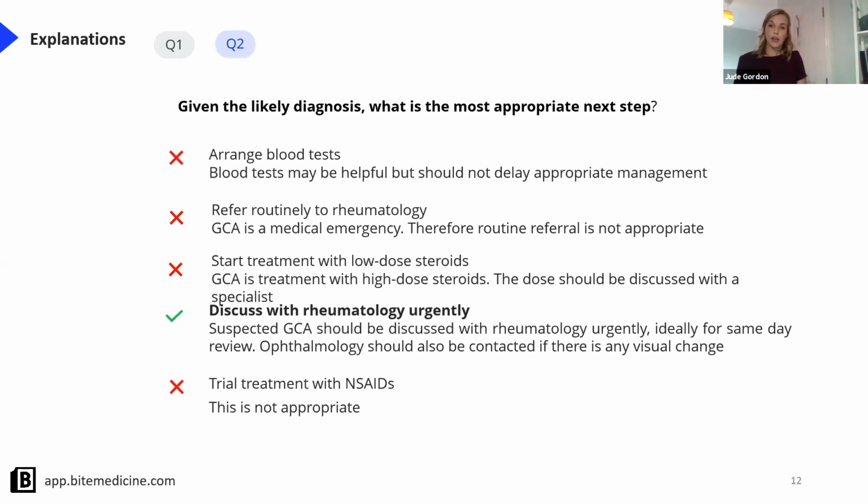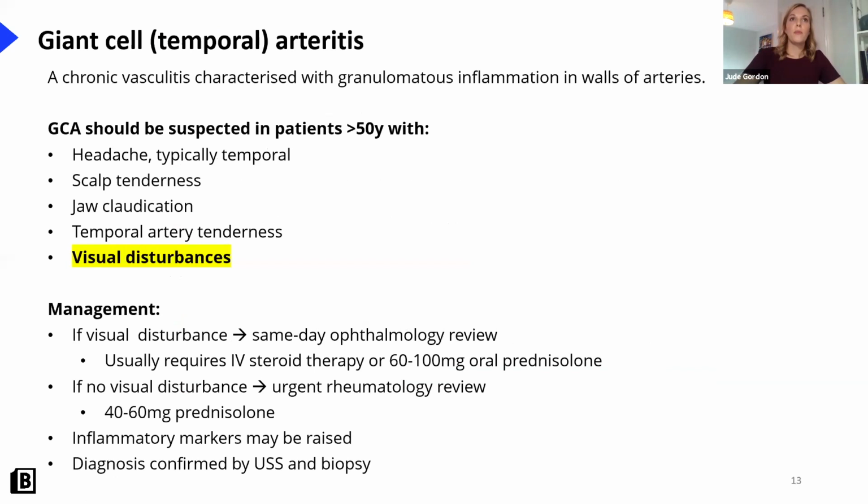And unlike the previous case, you've not got the time to more definitively get the diagnosis with tests. It needs to be referred straight away. A little bit more about giant cell arteritis, because there was a bit of a split voting on that one. It's a chronic vasculitis, characterized by granulomatous inflammation in the walls of medium and large arteries. In this context, we're talking about cranial giant cell arteritis, or temporal arteritis as it's also known. But you can actually get the same process affecting the aorta and its branches, which is known as non-cranial GCA.